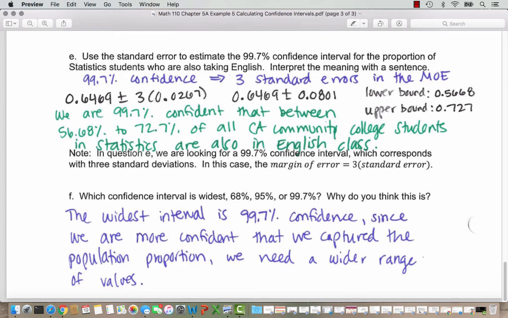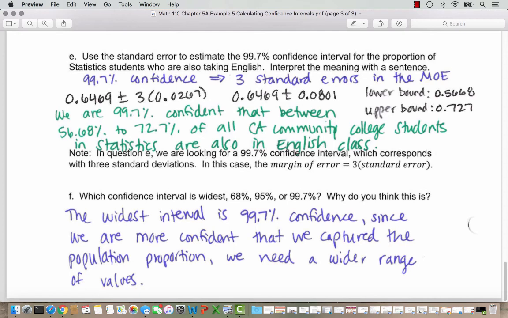And that's because here we're using 3 standard errors in our margin of error, so we're going to have a wider interval. So we can report we are 99.7% confident that between 56.68% to 72.7% of all California community college students in statistics are also in English class. So here I've used a percent instead of a decimal to give my range. It's up to you whether you use decimal or percent. And I've made sure that I'm predicting with the whole population, in this case, all California community college students.